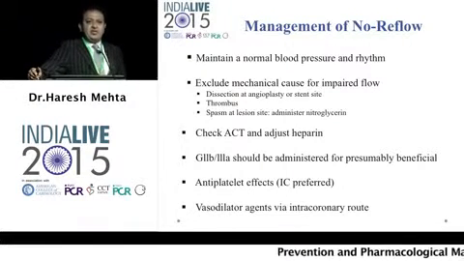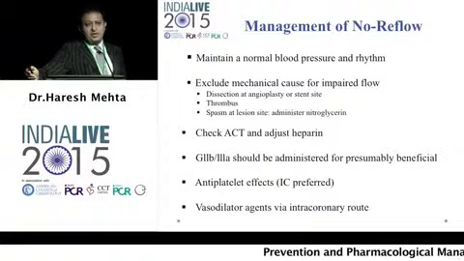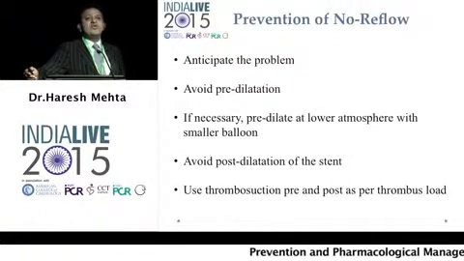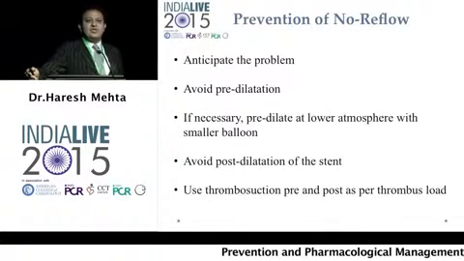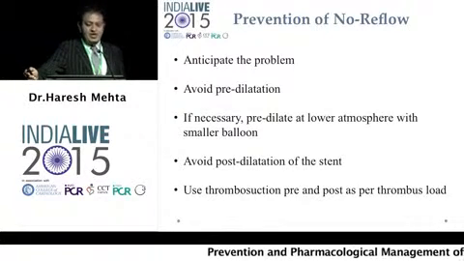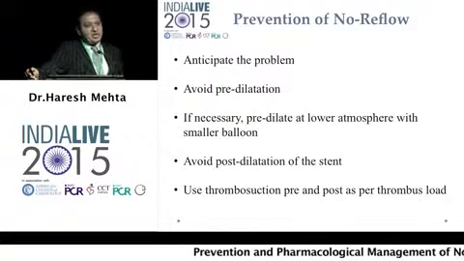How do we prevent no reflow? Anticipate the problem. That's most important. As I told you, most of our MIs are going to come late. They almost never reach in the golden hour. So they are the ones who will generally have no reflow. Avoid predilatation as far as possible.